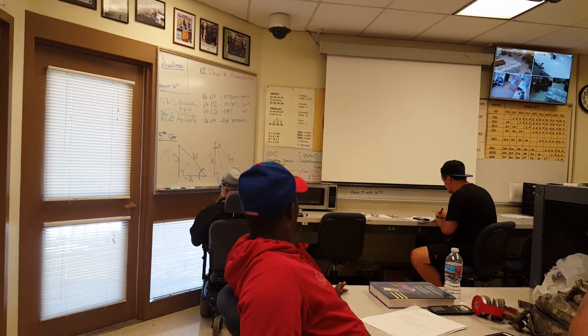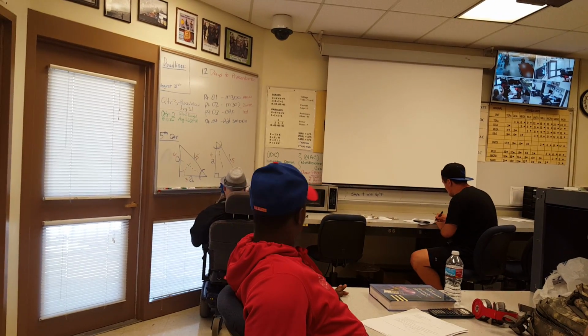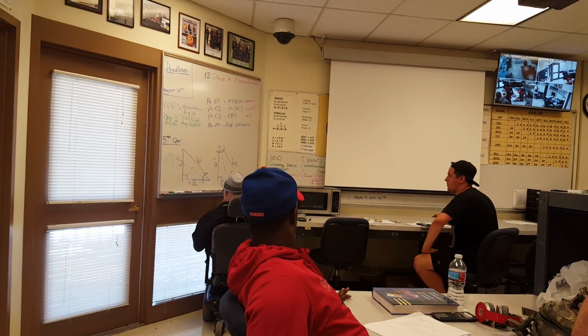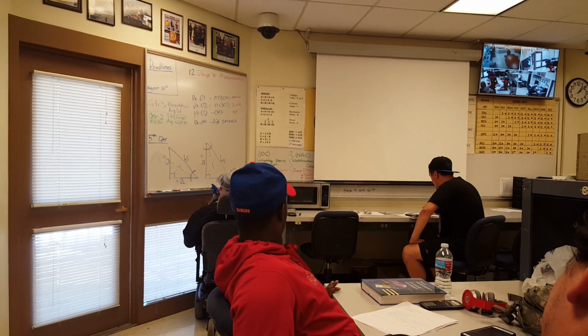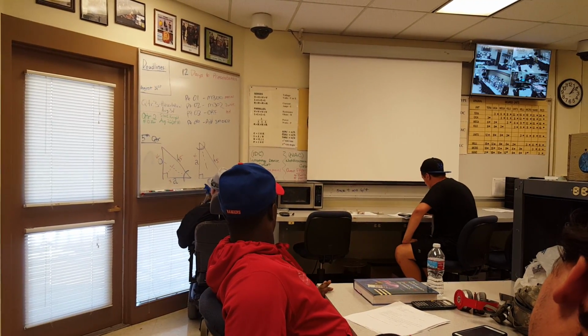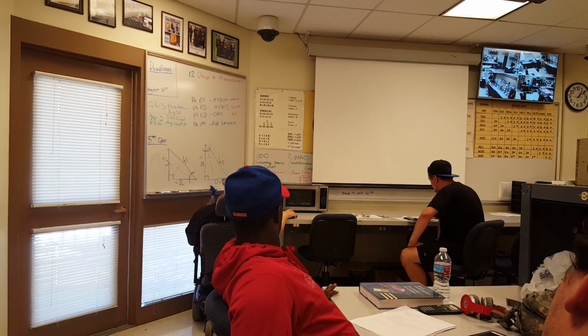Now, who Pythagorean? You know that guy? I don't know. What is his real name? Pythagorean. Yeah. He, Mr. P., said a squared plus b squared is equal to c squared. So let's prove that that's true before we move on.